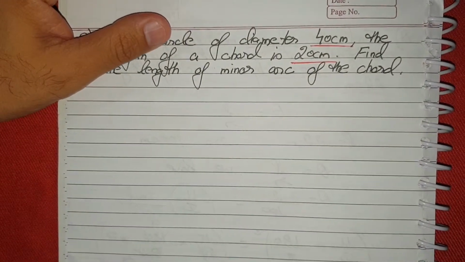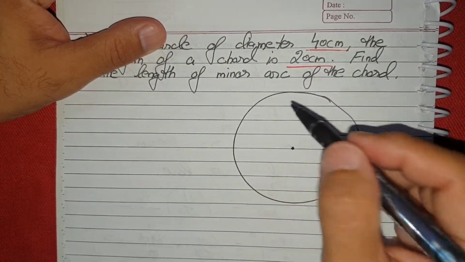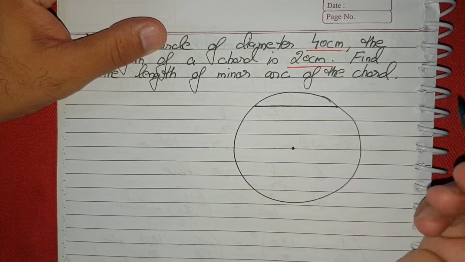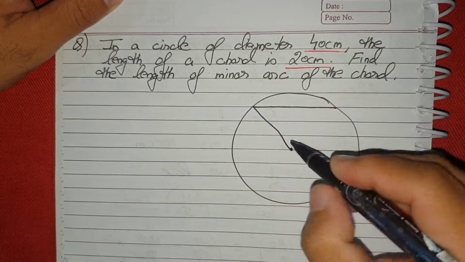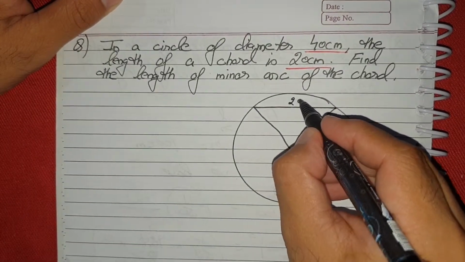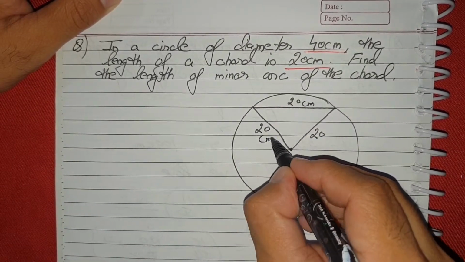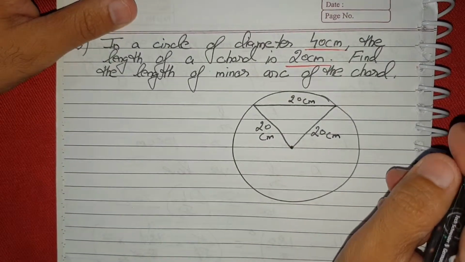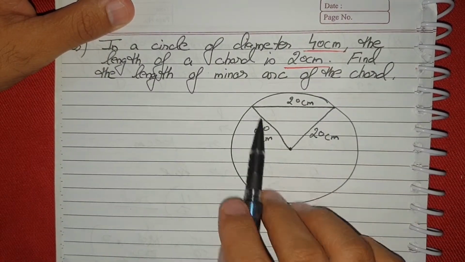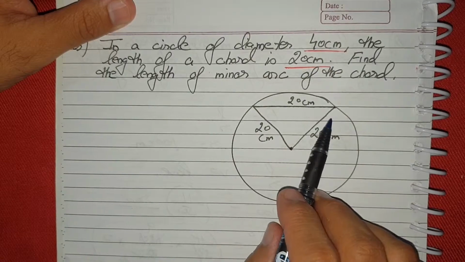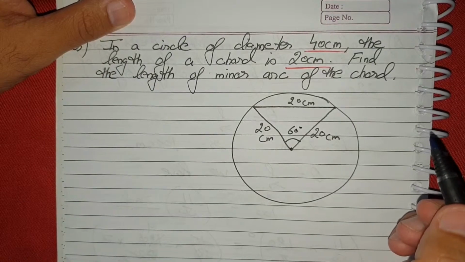Okay, now see, considering this as a circle. Now this is a chord of 20 cm and we know that the diameter is 40 cm, so radius will be 20. This and this is 20. So this is 20 and this is 20 and this is 20. All are in centimeters. Now we know that this is an equilateral triangle. So this will be 60 degree.